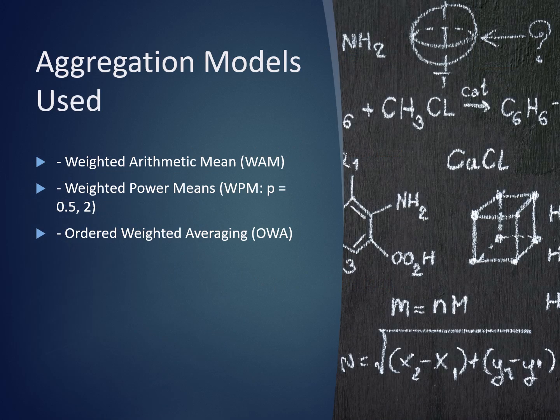I used multiple aggregation functions, particularly the weighted arithmetic mean, two weighted power means with powers 0.5 and 2, and the ordered weighted average, or OWA. These models differ in how they assign importance to variables and how they combine inputs. The goal was to find a function that fits the data well and provides interpretable weights for each feature.